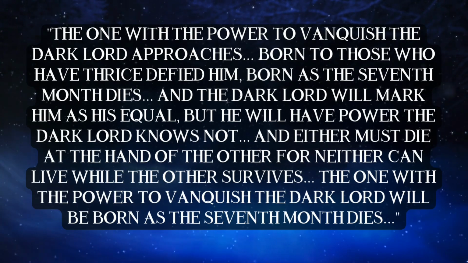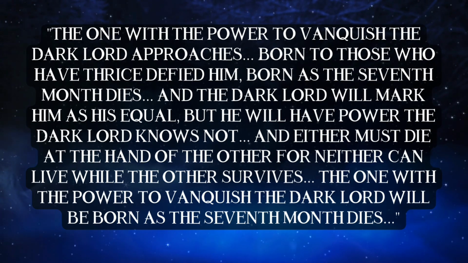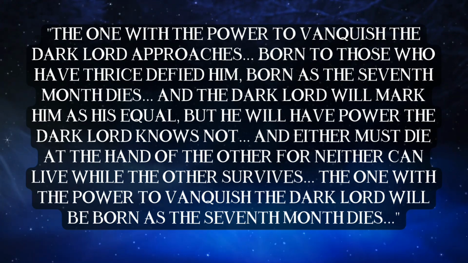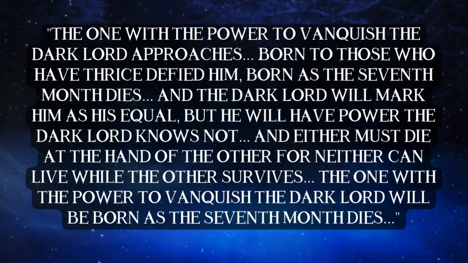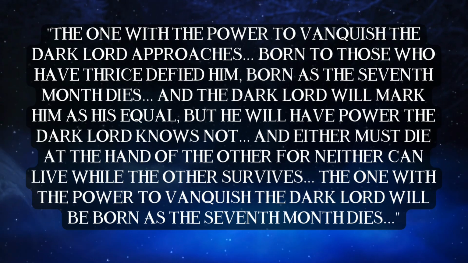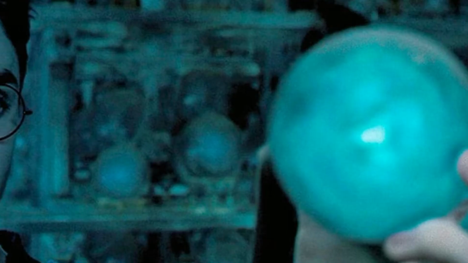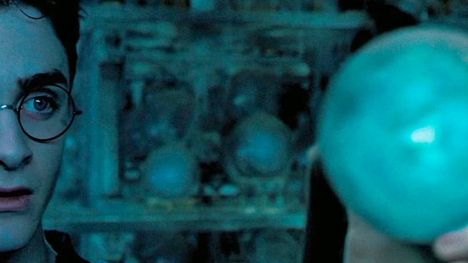The one with the power to vanquish the Dark Lord approaches. Born to those who have thrice defied him, born as the 7th month dies. The Dark Lord will mark him as his equal, but will have power the Dark Lord knows not. And either must die at the hand of the other, for neither can live while the other survives. The one with the power to vanquish the Dark Lord will be born as the 7th month dies. This is the prophecy that Voldemort discovers a part of, causing him to go after Harry as a baby.